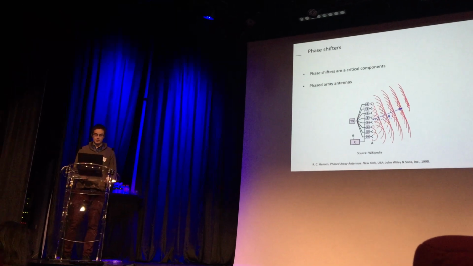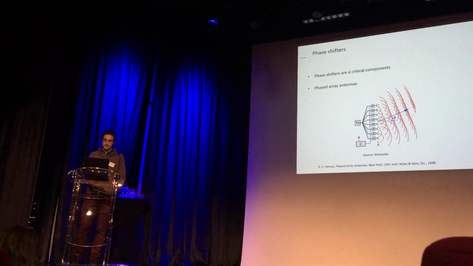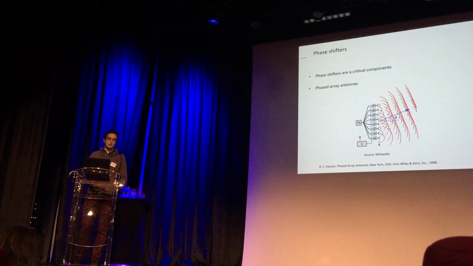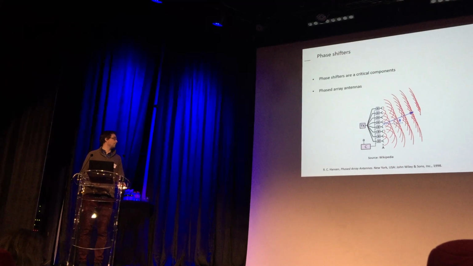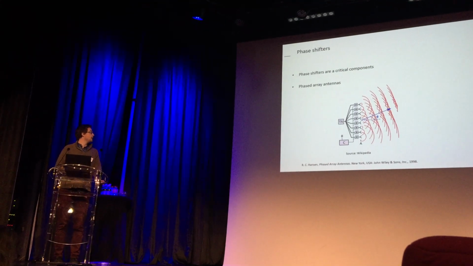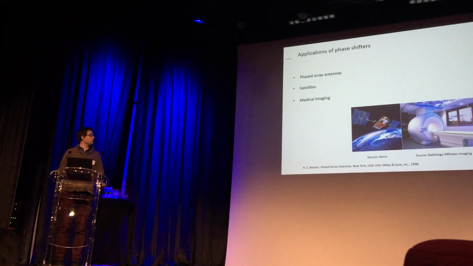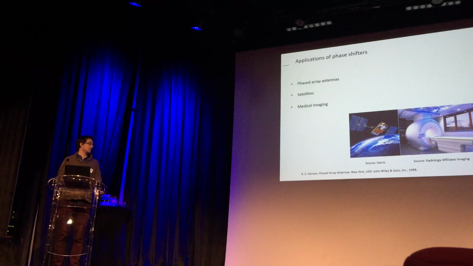And these are useful for lots of different things, but one of the main applications is in phased array antennas. And these are useful because the main lobe can be steered by controlling the phase to each individual antenna element. And this is particularly useful for things like satellite communications as well as medical imaging in the context of MRI machines.